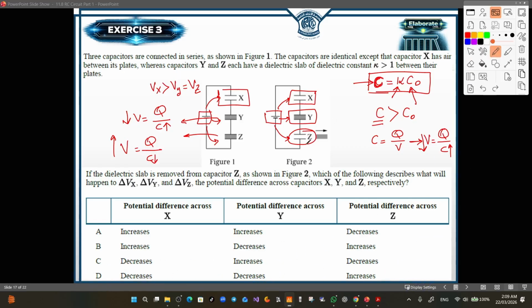Because the increase of the potential difference across Z does not come from nowhere. If you want to increase the potential difference here, it will be directly from the voltage of the battery, which means the remaining voltage will be less than before to feed X and Y.